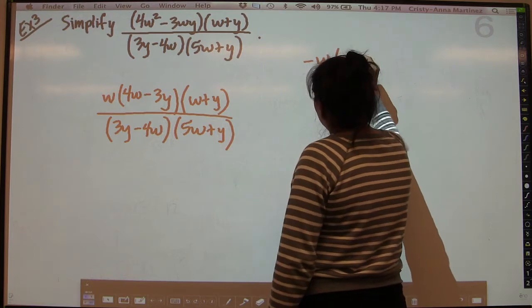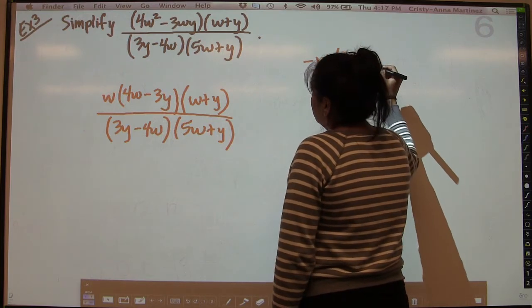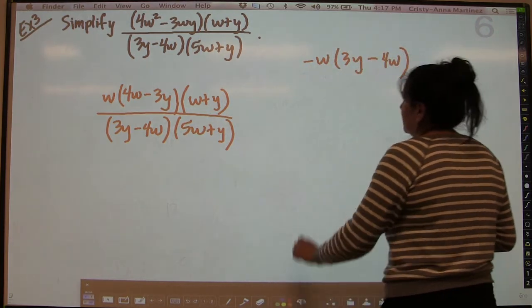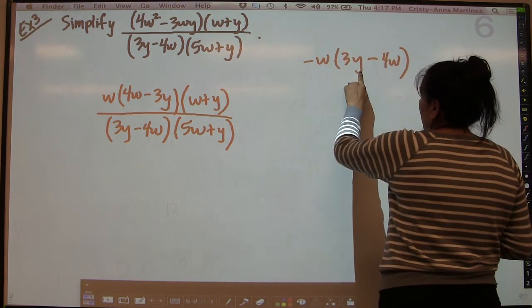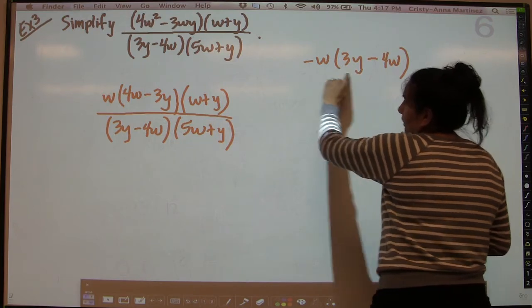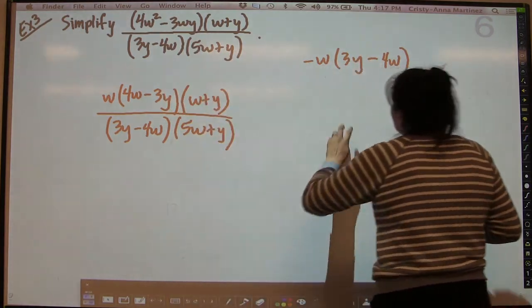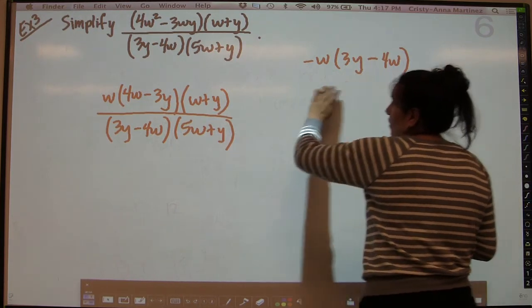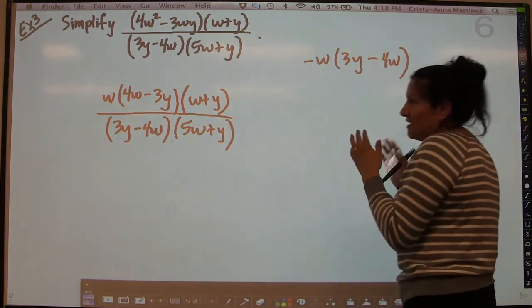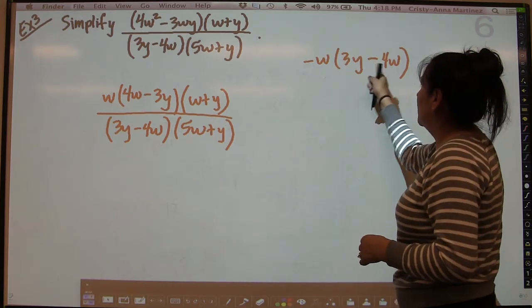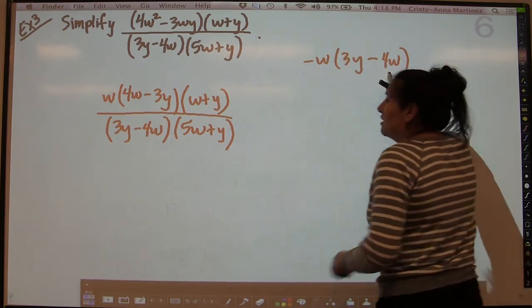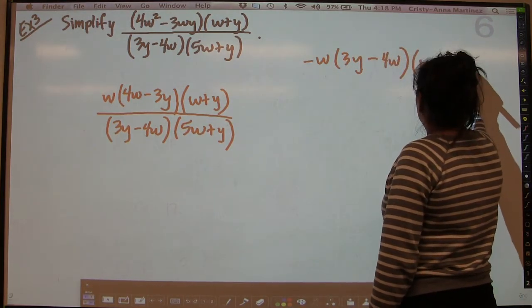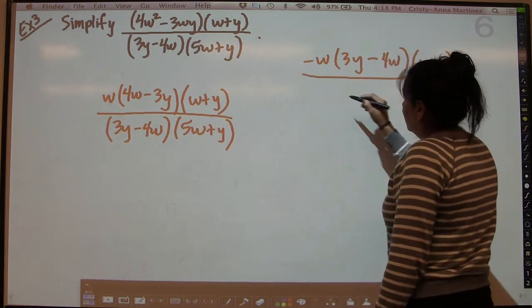If I put the 3y first, and then the 4w, see what happens is negative w times 3y is negative 3wy, which is what that is, negative 3wy. Negative w times negative 4w is positive 4w squared, which is that there. So not only did I factor out a negative, I also rearranged the order of the y and the w so that it can match the bottom one. And the reason why I wanted to match the bottom one is pretty obvious. I wanted to cancel.